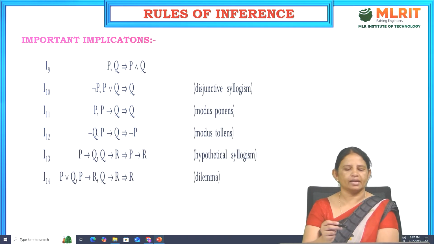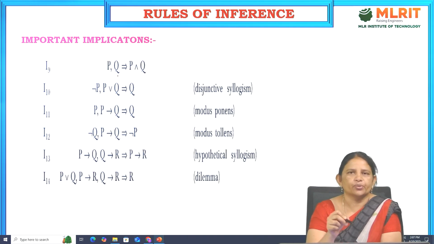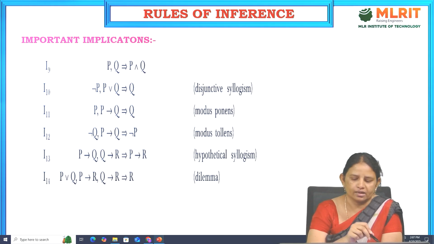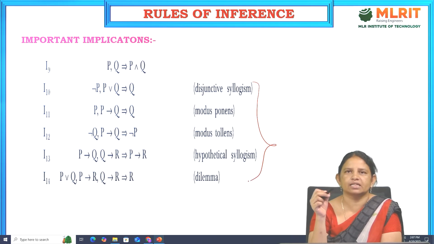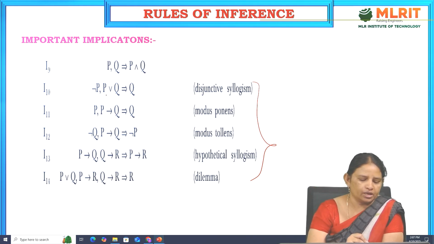Next, I9, that is P comma Q. You can write it as either P and Q. Next, I10. These I10 to I14 are the important rules of implication. Most of the time we are going to apply these implications in the derivation of the rules of inference. Negation P comma P or Q implies Q.